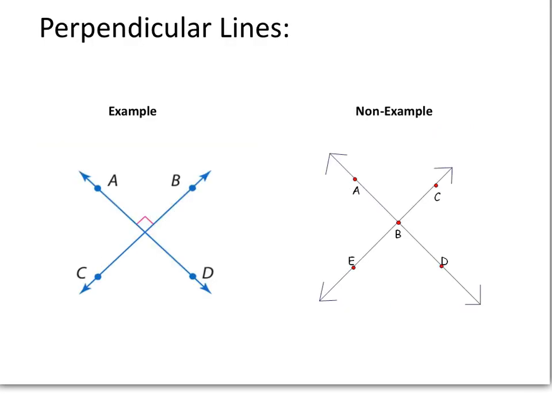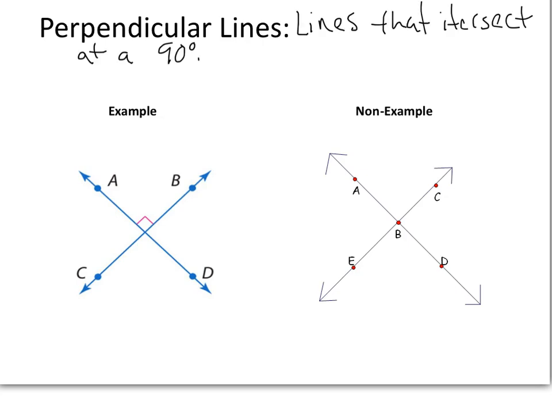The last relationship we're going to talk about is perpendicular lines. Perpendicular lines are lines that intersect at a 90-degree angle. Below to the left, we have our first example of perpendicular lines. Below, you can see that we have line CB and line AD. The question is, how do we know that they intersect at a 90-degree angle? Well, as you can see, we have our 90-degree angle tick mark. The tick mark indicates that this angle right there is 90 degrees.